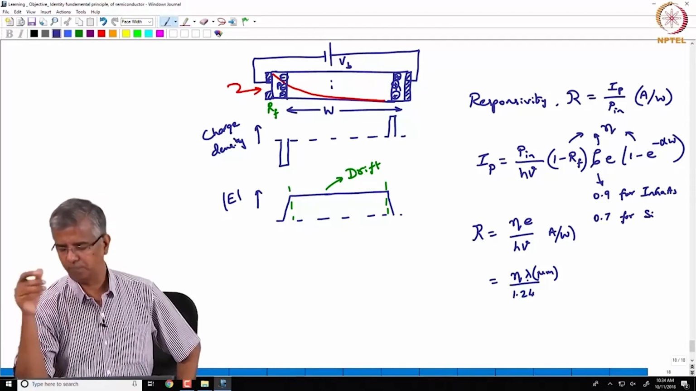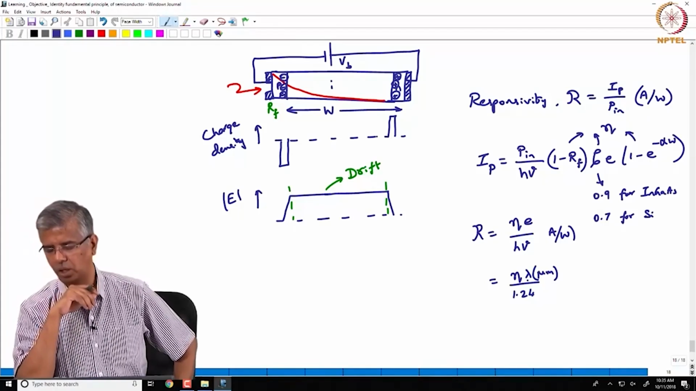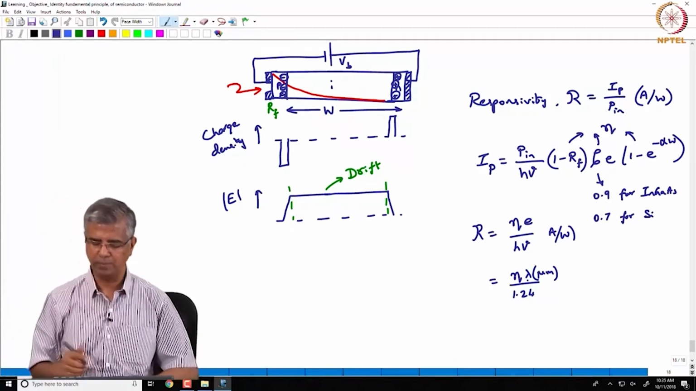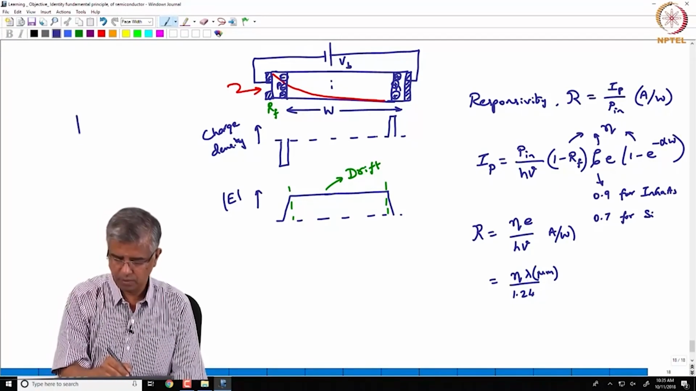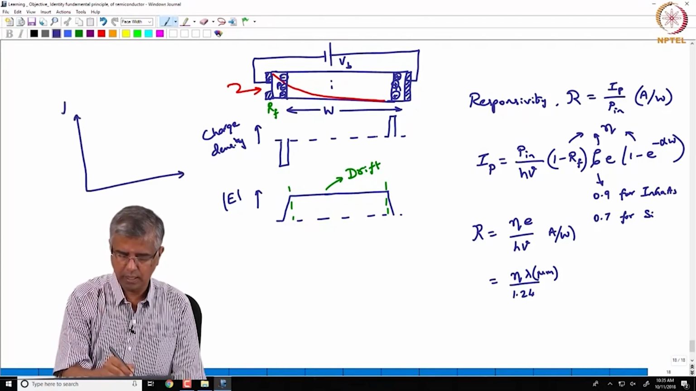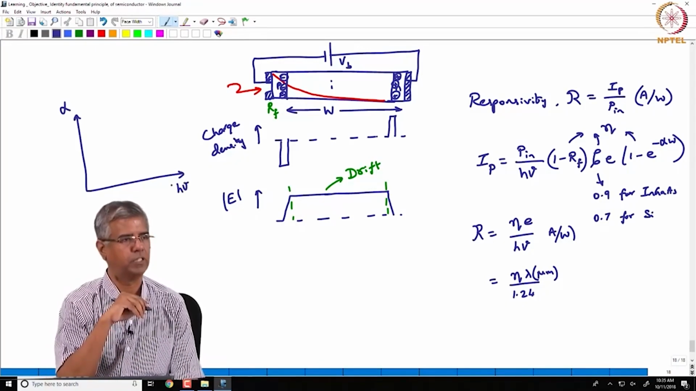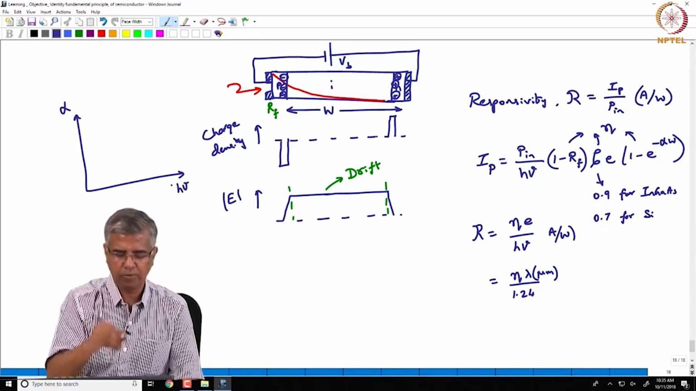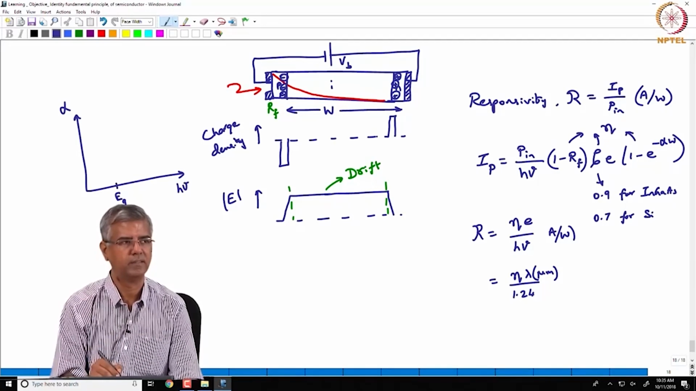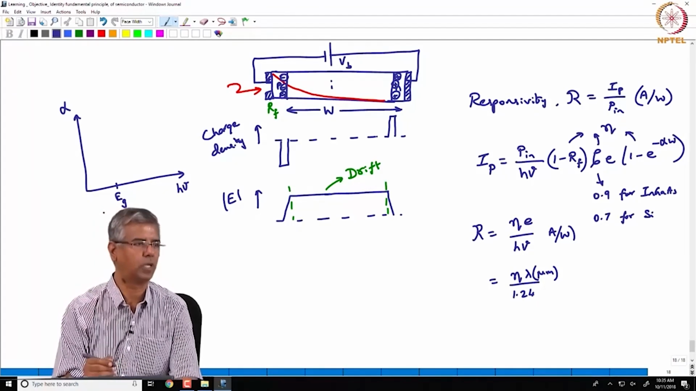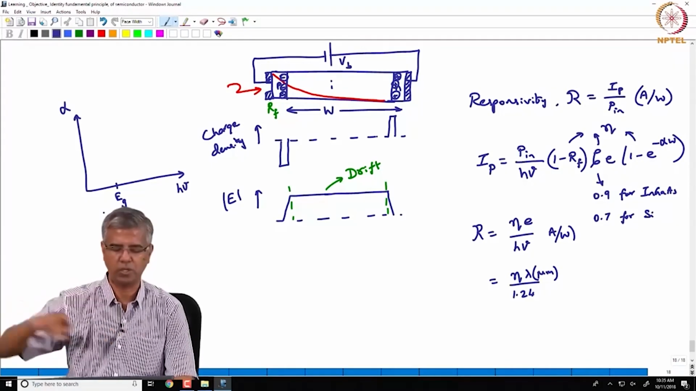So, for a given material, you know what is alpha. What does alpha depend on? You can basically say that alpha, if you are tracking it as a function of h nu, what is the alpha for h nu less than Eg? 0, there is no absorption, light will just go straight through, right, there is no absorption happening.